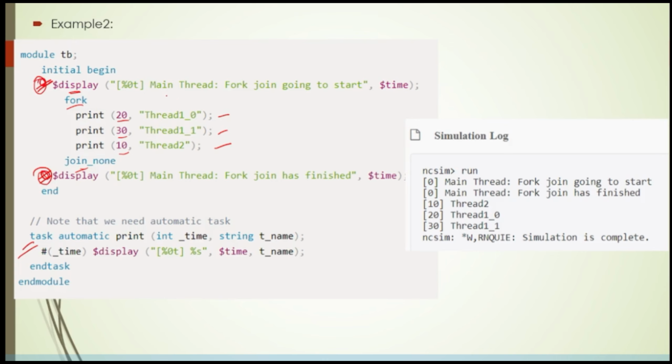So first these two statements will be executed, fork join going to start and fork join has finished, because both are at 0 time delay only. Along with this, parallelly the remaining threads in the fork join will be executed. Then 10 will be executed, then 20, and then 30 based on the threads. So this is how the execution takes place in fork join none. Hope it is clear for you.